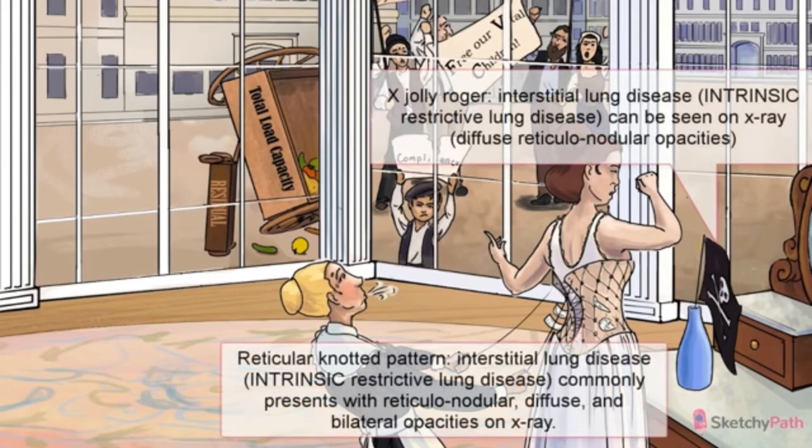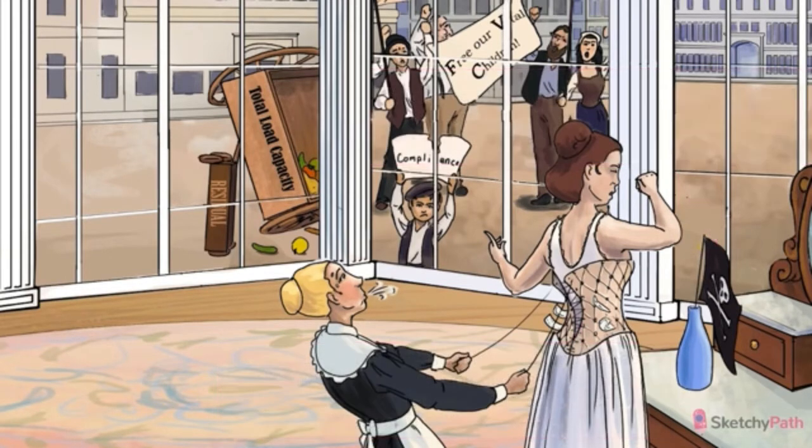Next, let's talk chest X-ray. Remember, whenever we want to highlight important findings on chest radiograph, we'll include an X-ray Jolly Roger, like this one here. With interstitial lung pathologies, you'll most commonly see a reticular pattern. Nodular or mixed reticulonodular are common as well, so we've incorporated a reticulonodular pattern into that restrictive corset. See? It's a reticular net-like pattern with nodular knots. These findings are usually diffuse and bilateral.